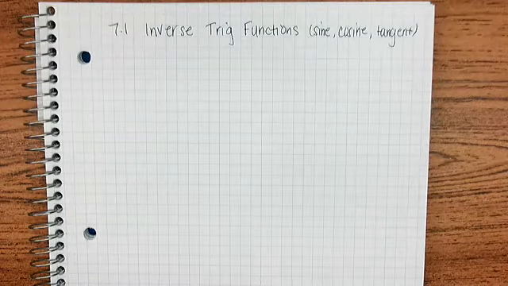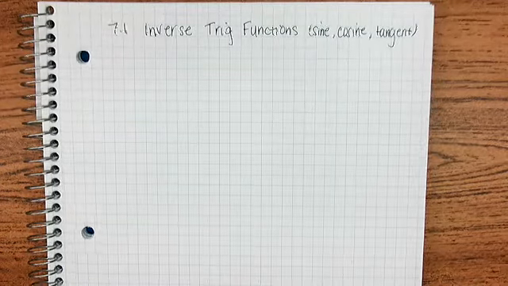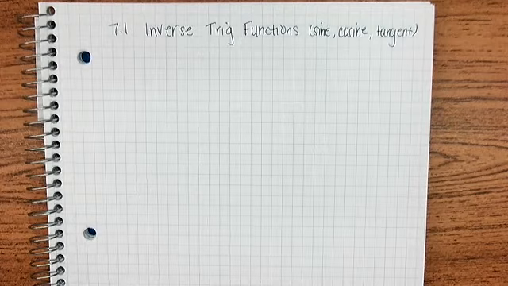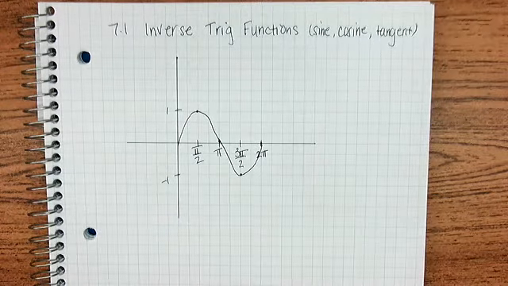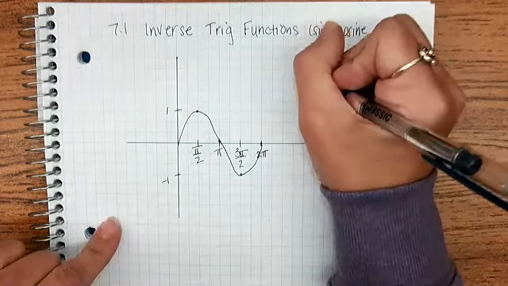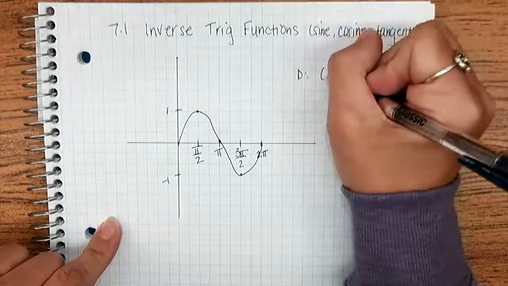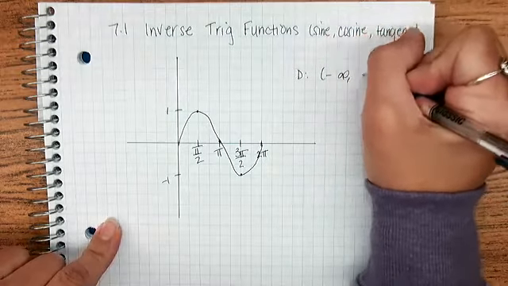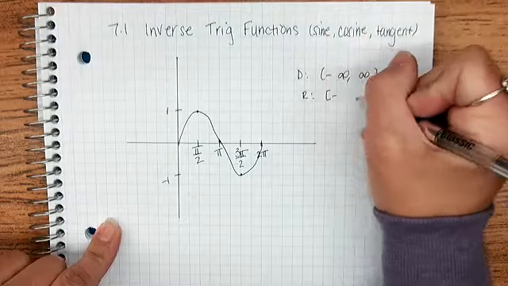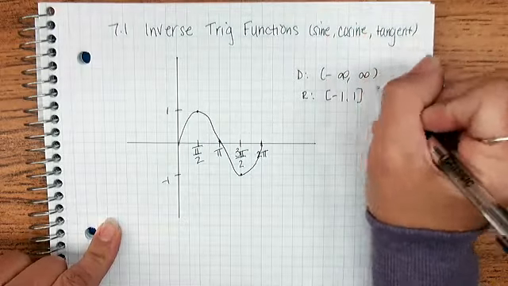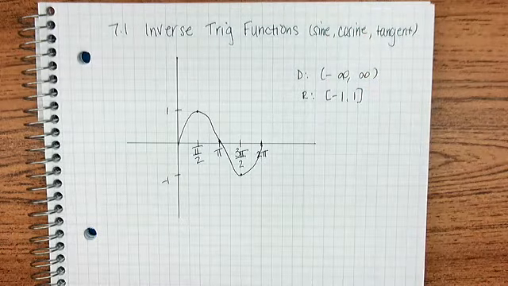In this video, we are going to look at inverse trig functions only for the sine, cosine, and tangent. Take a minute to draw a nice parent sine curve. That's the parent sine curve. The domain is all real numbers, so negative infinity to infinity. And the range is -1 to 1 included, in interval notation.